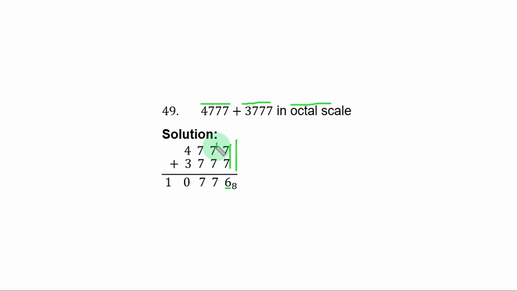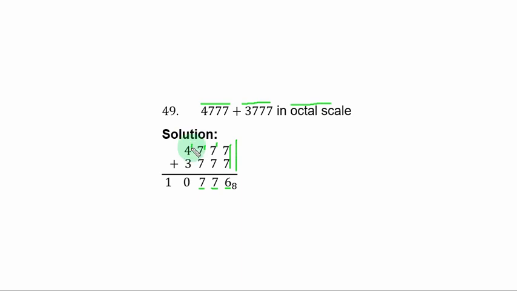Divide 15 by 8. You have 1 remainder 7. You pull down 7 and you take 1 forward. When you add again, you also have 15. Divide by 8. You have 1 remainder 7. You pull down 7 and you take 1 forward.